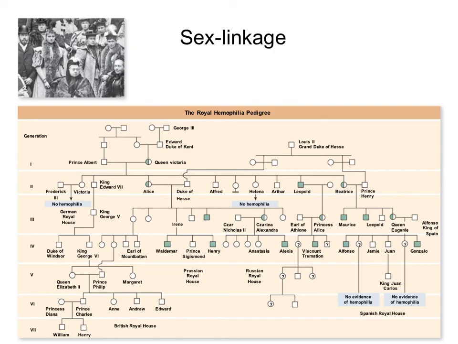So the way to spot a sex-linked trait is to see if the trait is present more likely in males than in females. So here we see that the affected are all squares, which are the males. The females that are carriers are shown as a half circle, and this is because they don't have the condition, but they carry the allele. So they're not affected, but they are carriers. So when you see that one gender is more likely to be affected by a condition than the other, you can say that this is a sex-linked condition.